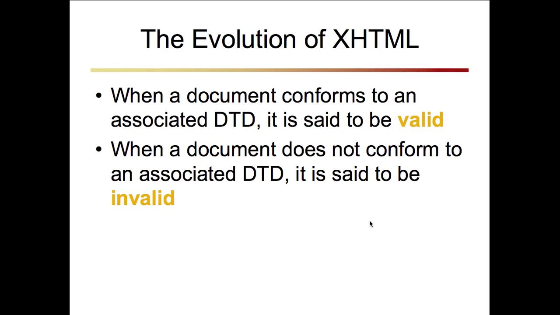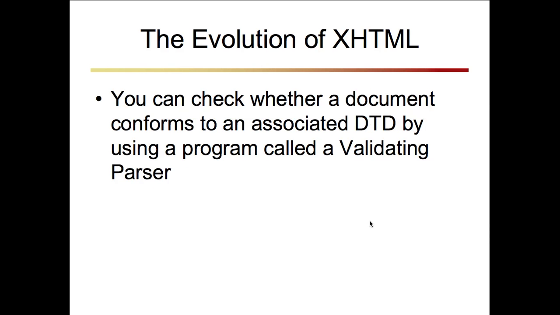So here we go. We have valid and invalid. I don't actually remember what mine said. I think I was valid, actually. When a document conforms to the associated DTD, it's said to be valid. A document that does not conform to the associated DTD is said to be invalid. We want to be valid. Valid means we're in conformity.